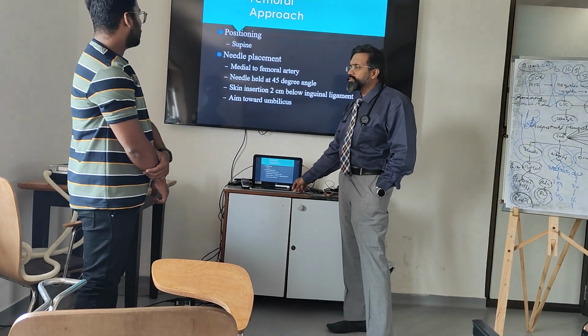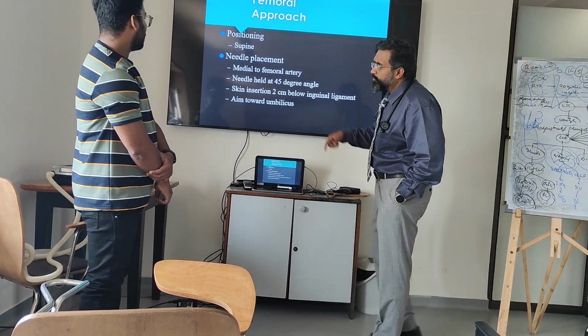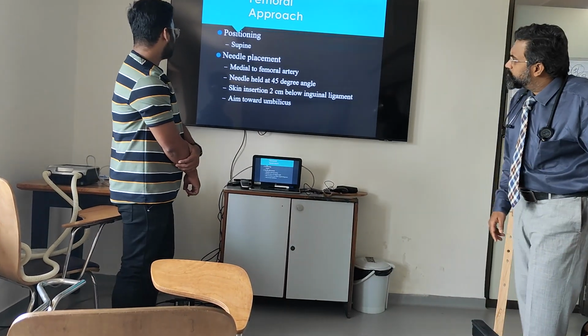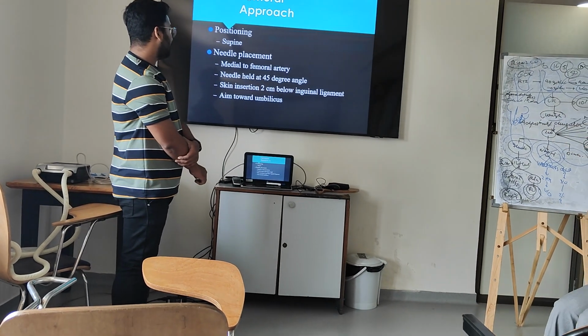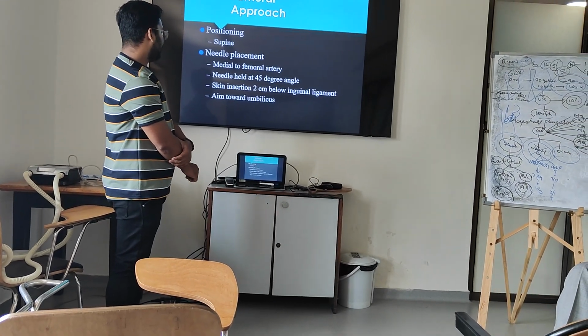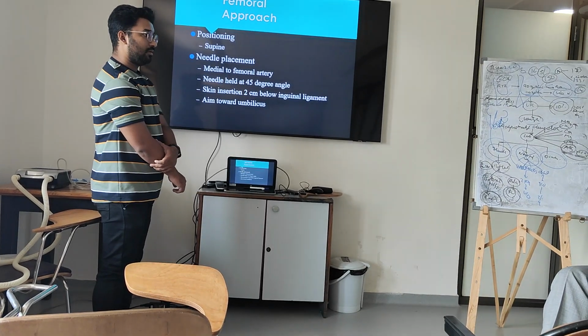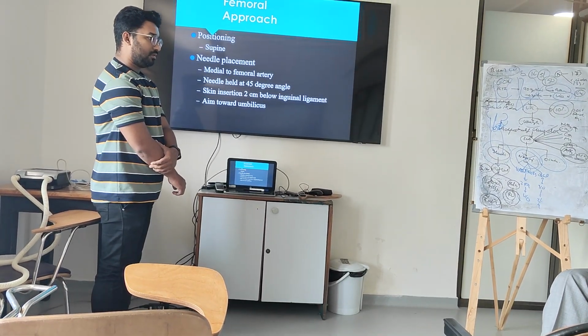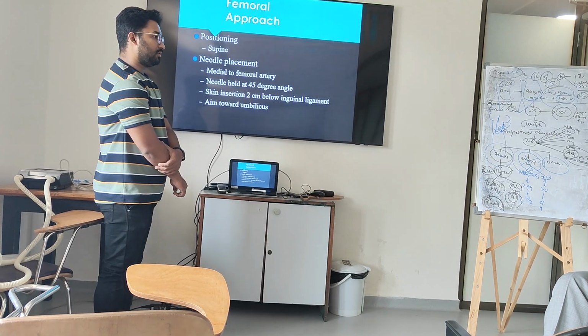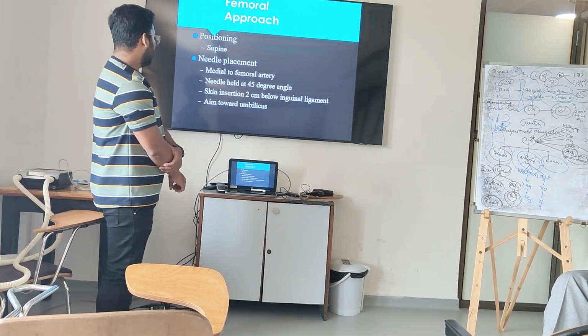Femoral. Positioning: supine position should be there. Needle placement medial to the femoral artery, and needle at a 45 degree angle. Skin insertion should be 2 cm below the inguinal ligament. Do not go above the inguinal ligament because you will get a retroperitoneal hemorrhage that you will never figure out. So don't do that. It has to be under the inguinal ligament. Aim towards the umbilicus.